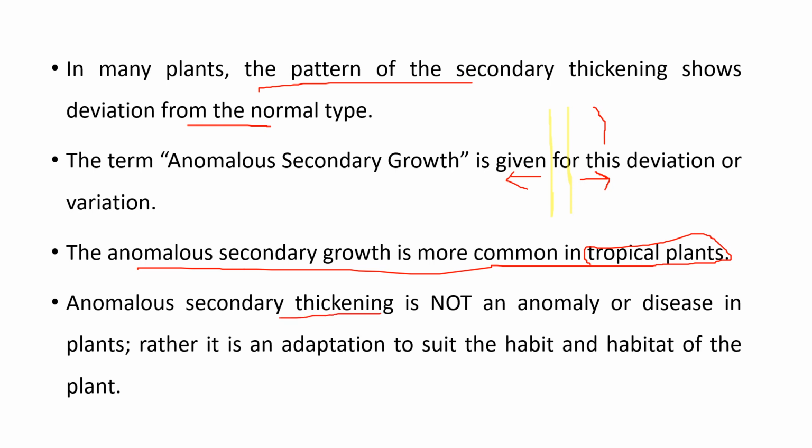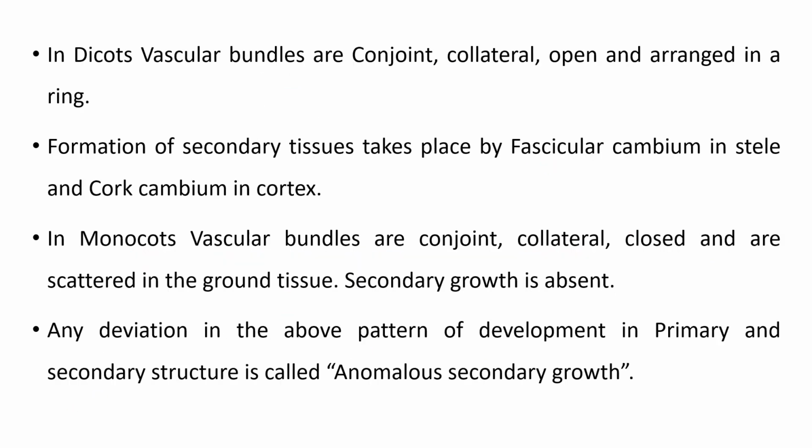Anomalous secondary thickening is not an anomaly or disease. Rather, it is an adaptation to suit the habit or habitat of the plant. The dicot vascular bundles are conjoint, collateral, open and arranged in a ring.